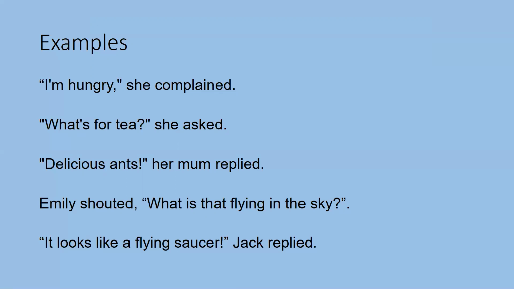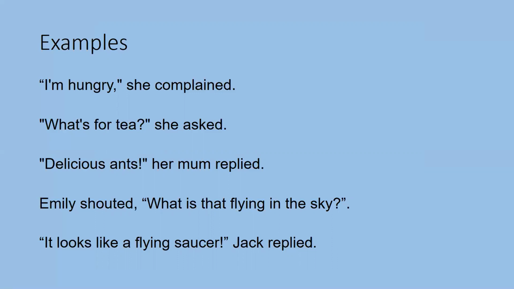And you'll see I've also got my capital letter. And again, my inverted commas are around what is being said. Now, she asked a question there, "What's for tea?" And because mum's replying, that golden rule, I have to go to a new line because it's a new speaker. So mum said, "Delicious ants," her mum replied. And because she's making a statement there, she's used an exclamation mark.